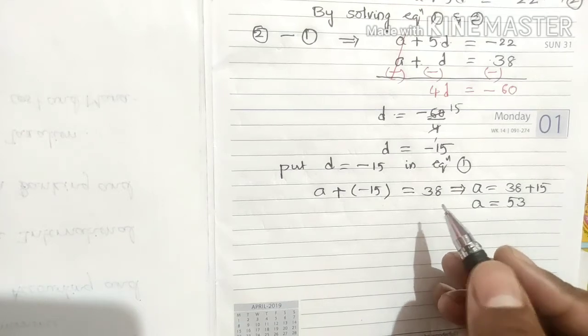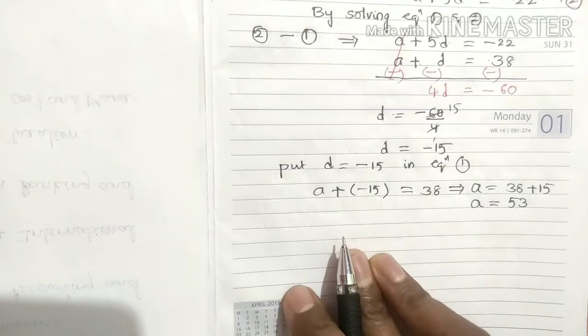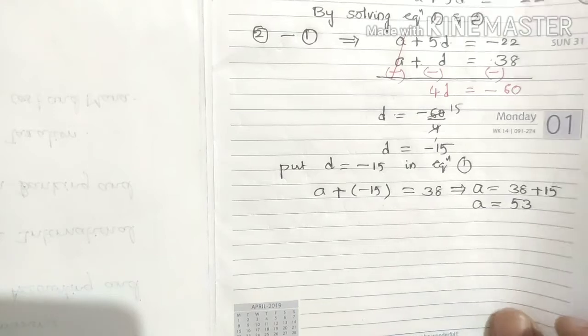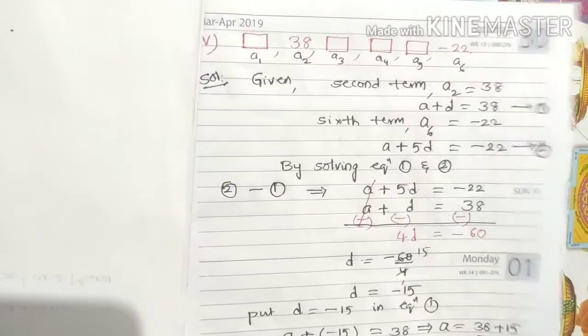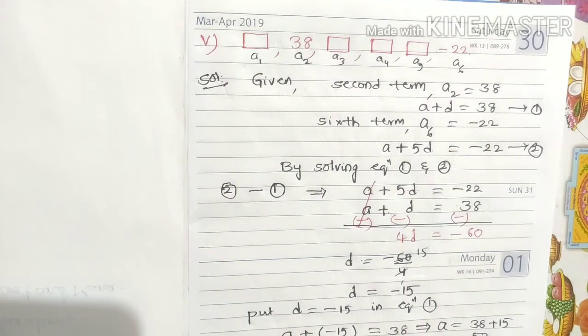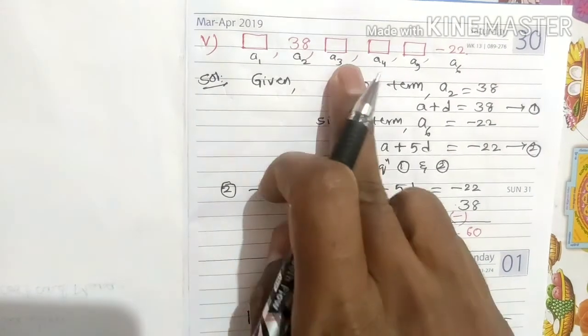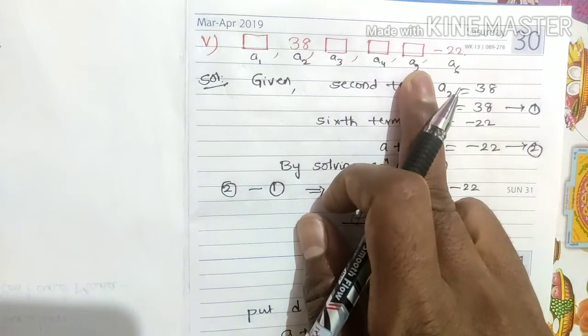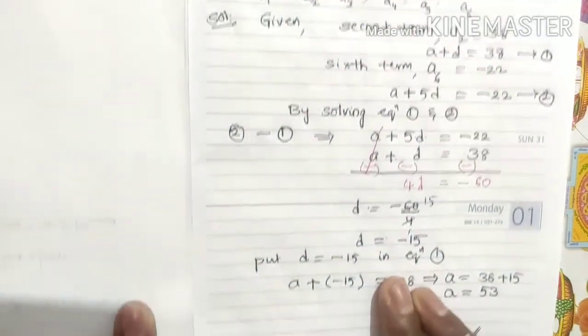After that you can find all the values, the missing terms. Here you observe A1. A1 is nothing but the first term. Already you got it as 53. Next A3 is required, A4 is required, A5 is required. These three are required now.